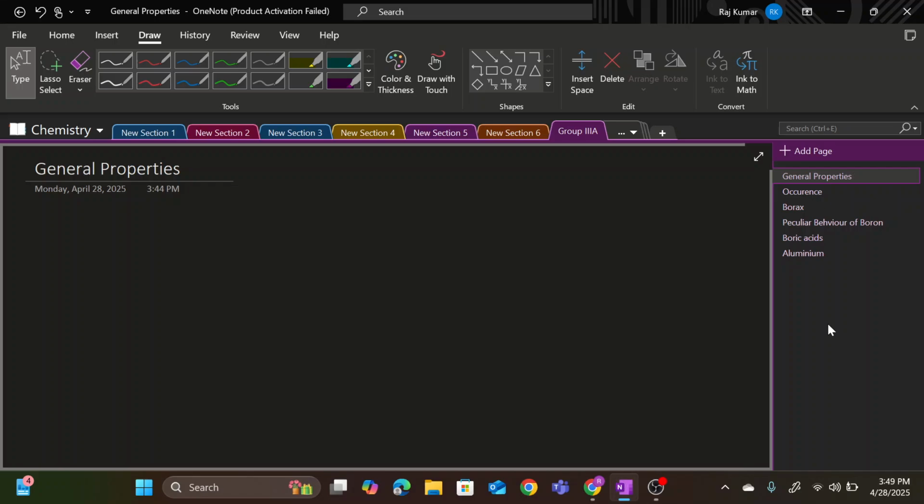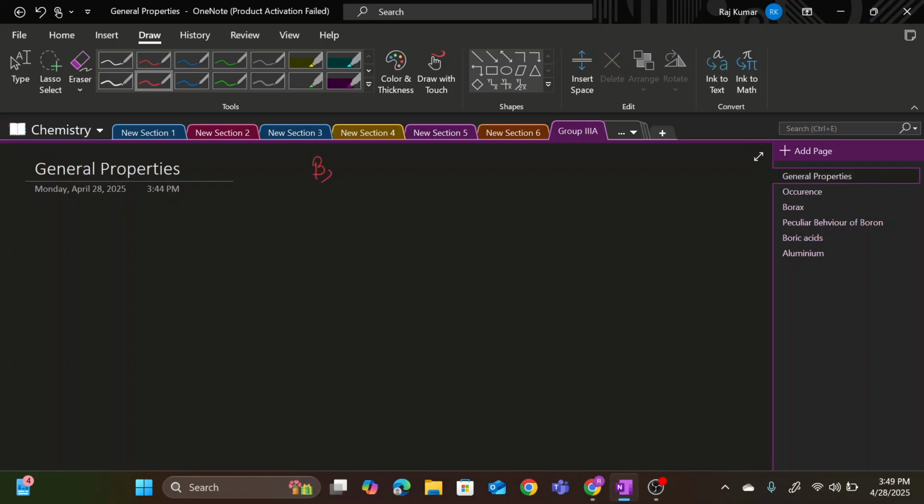So basically group 3A elements is also known as the boron family, and that consists of the following elements: boron, aluminum, gallium, indium, and thallium. So if you just talk about their characteristics, all of these are metals. Aluminum, gallium, indium, thallium, all of these are metals, while boron is a non-metal.